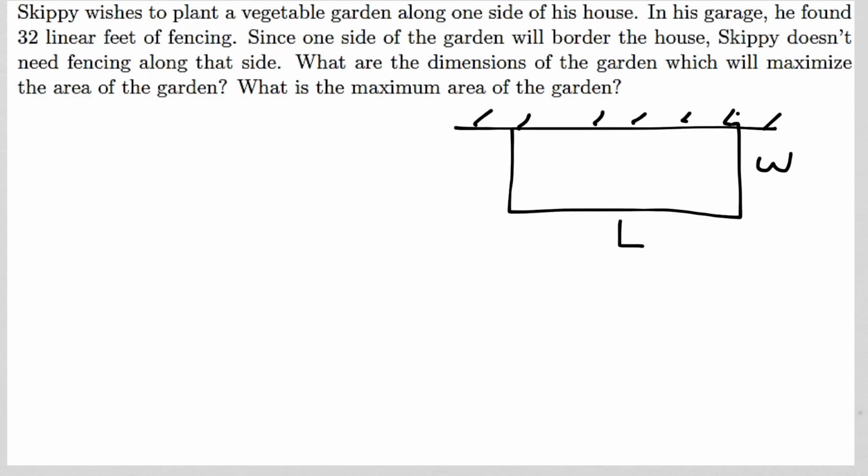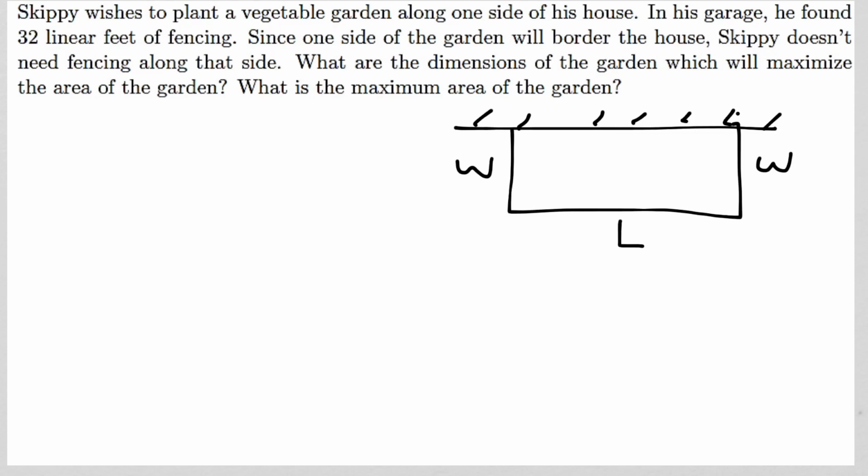So I made a little sketch. This is the wall of the house. His garden comes out from the wall, and we'll call this side of it W, and W. So we've got two W's for width, and then we've got the length of the garden here, L. So the perimeter of the garden, let's just call that P.